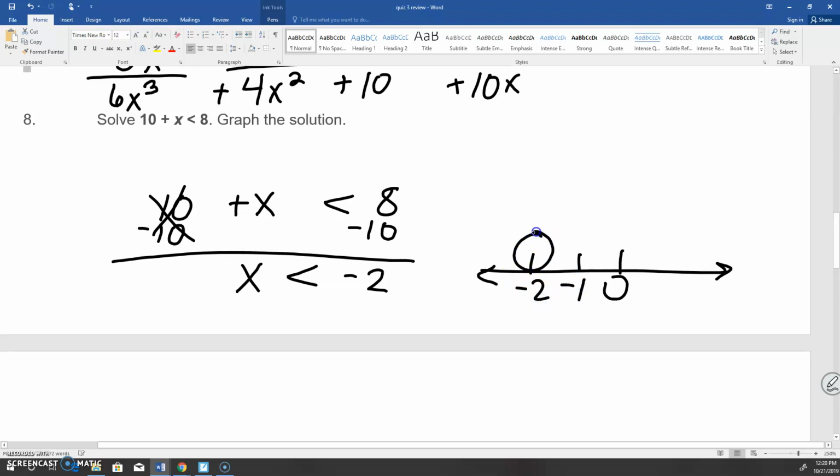negative 2 is circled. Is it going to be colored in? No. Because it's not equal to, right? It's just less than. Yes. And if you're shooting a deer, which way is your arrow going? Which way is that? Left.